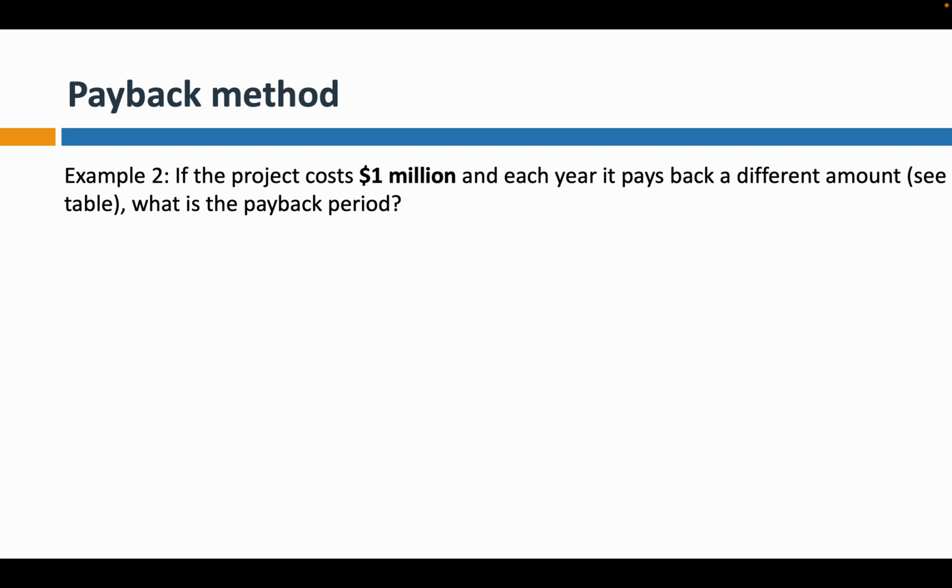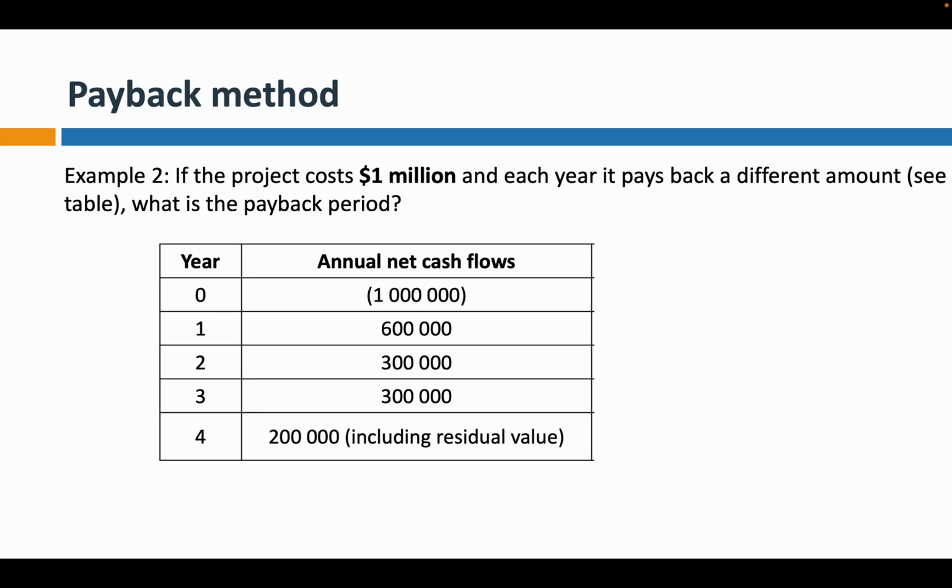So here in this example, the project also costs 1 million and each year it pays back a different amount. See the table, which I'm going to show you right now. And the question is going to be the same. What is the payback period? So we can draw it neatly in a table, such as this one. And we see on the left side the year we are looking at, and then the annual net cash flows per year.